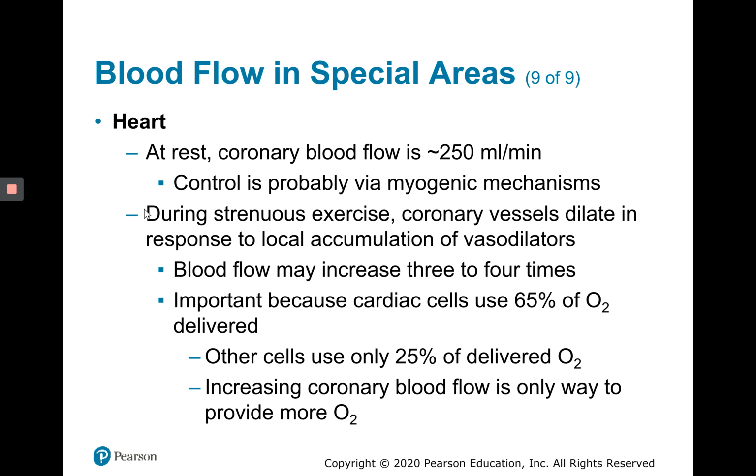We would see that coronary blood flow is important because cardiac cells use 65% of the oxygen that's delivered to cardiac myocytes, and other cells in comparison only use about 25% of the delivered oxygen. So increasing coronary blood flow is the only way to provide more oxygen to cardiac myocytes, and that blood flow increase, again, is seen most often during active hyperemia of the heart.